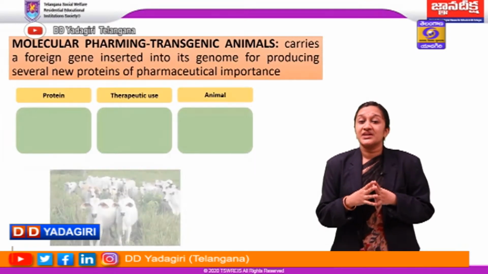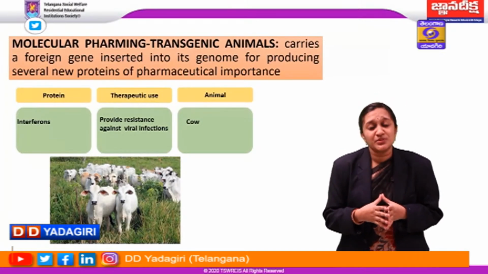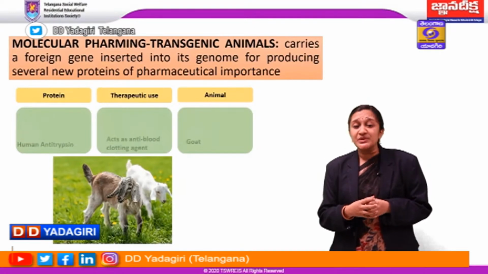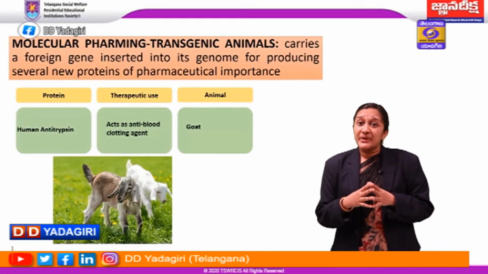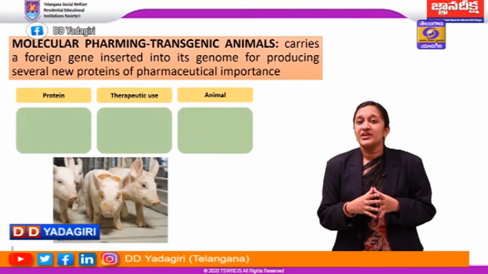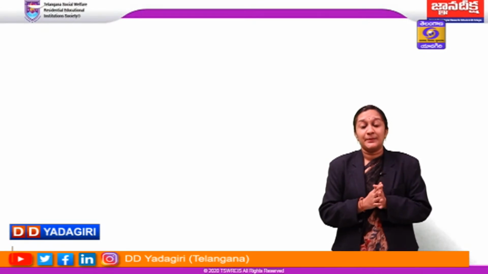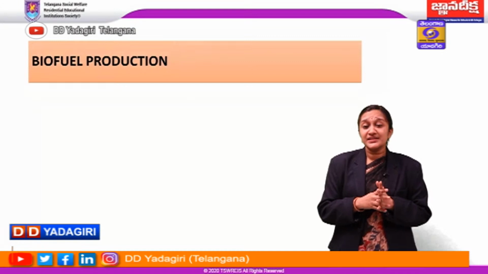Some of the examples are cow, which is used for the production of interferons that provide resistance to viruses in the milk. Similarly, sheep is used for the production of alpha-1 antitrypsin. Pig is used for the production of hemophilia factor 8, which is used for the treatment of hemophilia. Now you understood the uses for production of transgenic plants and animals.